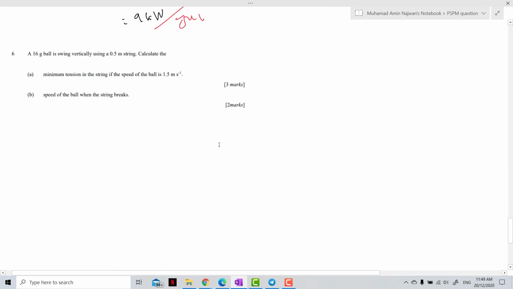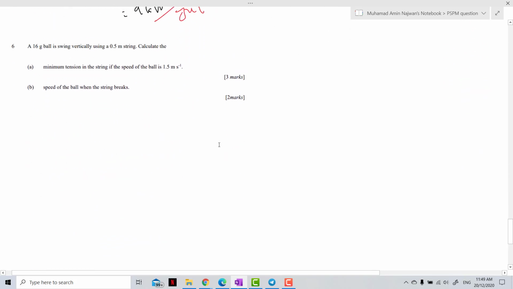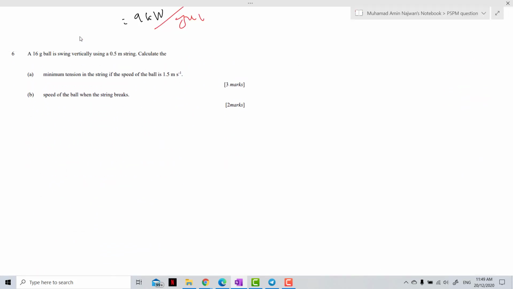Okay, so we move on to question number 6. Question number 6 actually has a bit of a mistake. This is not 1.5. This is actually 4 meters per second. Okay, tension actually should not be negative. But if you get negative tension, what does it mean? Negative tension means your string is being compressed.